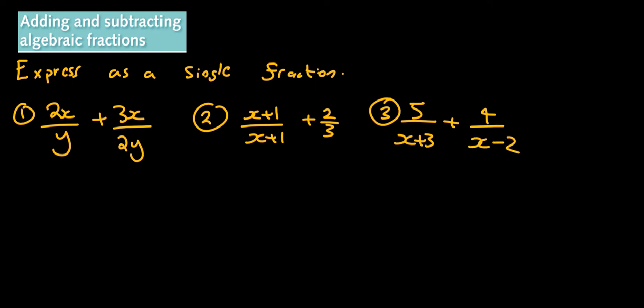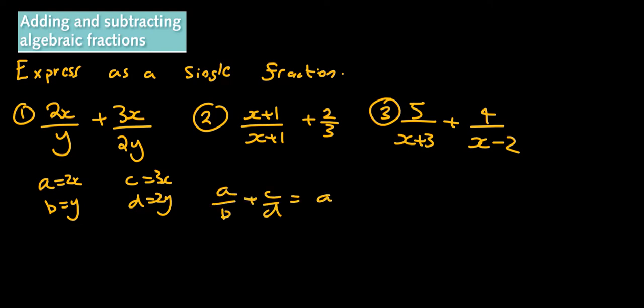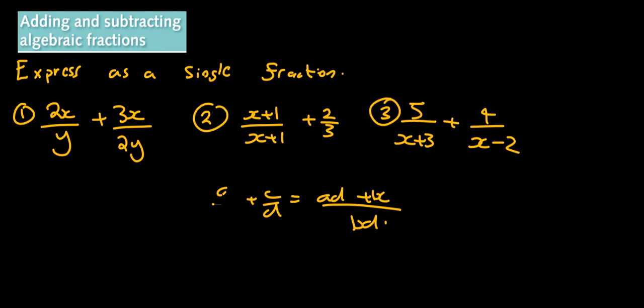So we just treat each of these as if they're a over b and c over d. So for instance, on the first one, we can let a equal 2x, b equal y, c equal 3x, and d equal 2y. And just use our results. a over b plus c over d is ad plus bc all over bd. It's exactly the same process. So pause the video and see if you can have a go at doing each of these. So hopefully you've done that now.